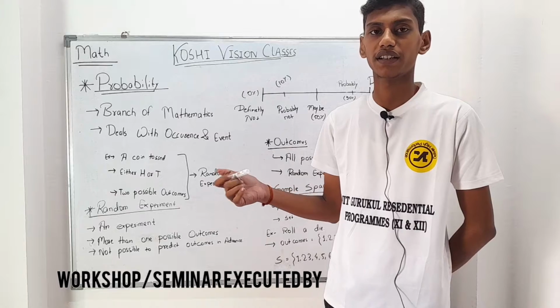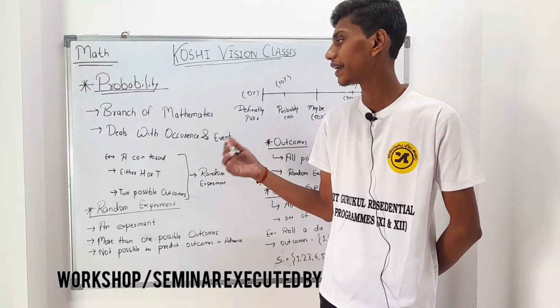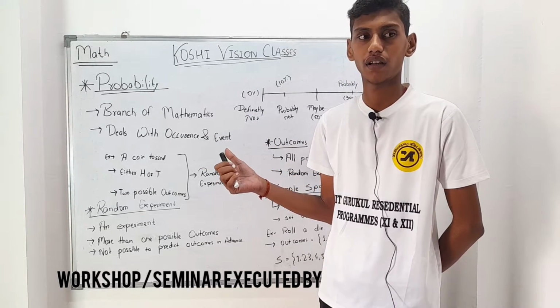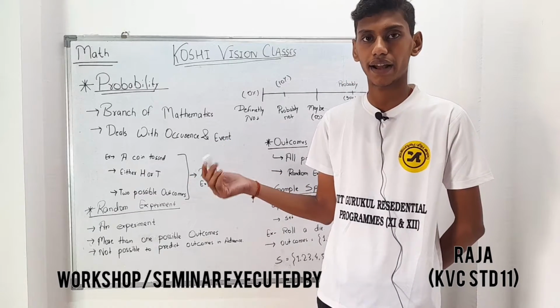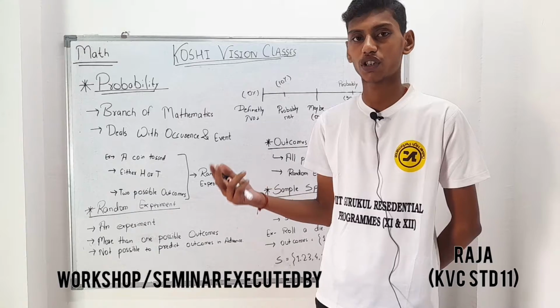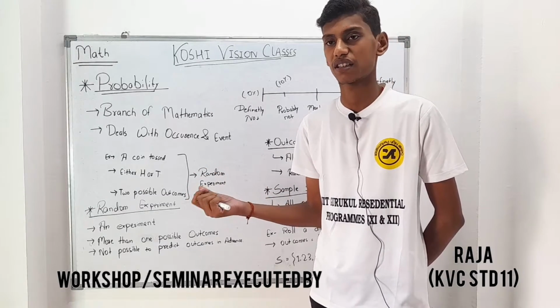So what is probability? It is a branch of mathematics that deals with the occurrence of events. Example, we toss a coin. We will either get head or tail. We will get two possible outcomes. It is a random experiment.